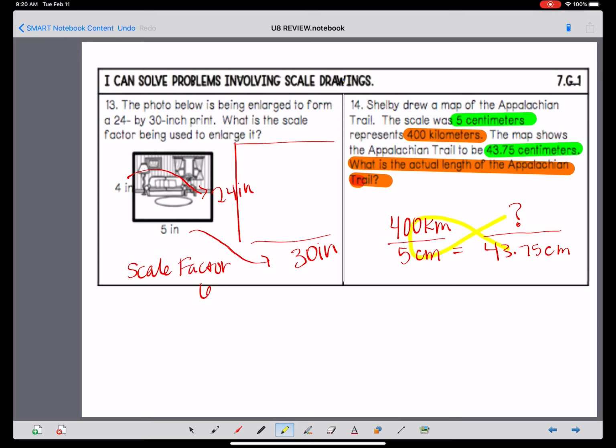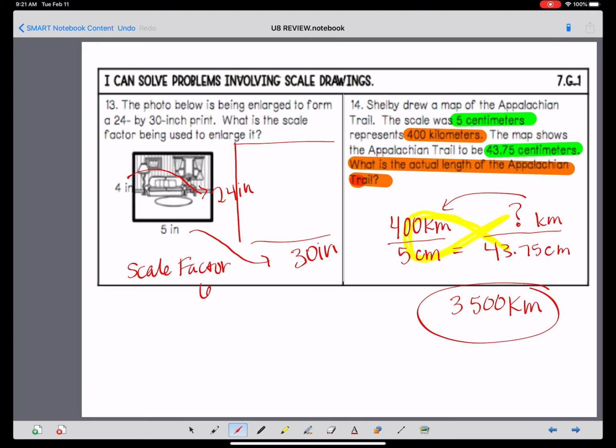So I'm going to say 43.75 times 400 divided by 5. That will give us our answer. So 43.75 times 400 divided by 5, and I just barely got my answer of 3,500. Now my answer is going to be in kilometers, because kilometers have to be equal to kilometers.